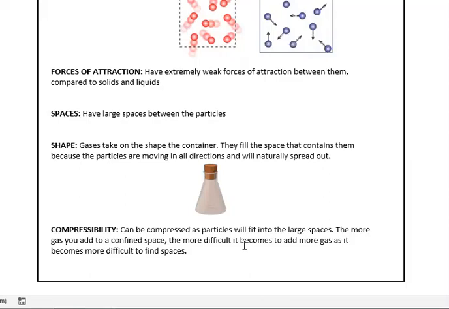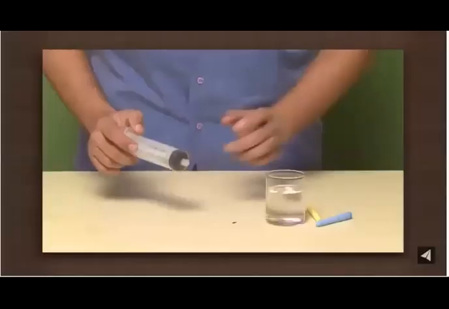And lastly, compressibility. They can be compressed as particles will fit into the large spaces. Because there are such large spaces, particles can be pushed into those spaces, and then more and more gas can be added until you cannot add any gas. And that reminds me of when you're filling a tire with gas, right? Your bicycle tire, you will compress it by adding gas, and then at a certain point when there are no spaces left, then you know that your tire is full. I'm going to take you to a video to put this into visual.